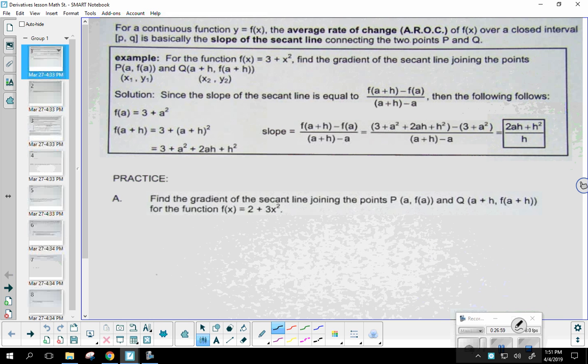Okay. Now, we have an example here. It says for the function 3 plus x squared, find the gradient of the secant line joining the points. Let's say the first point is a, f of a, and the other one is a plus h, f of a plus h. So you remember yesterday when I drew out that graph, and h was the horizontal distance between my values of x? Okay. Would you like me to kind of sketch that again, or is everybody kind of okay with this? You want to do it again?